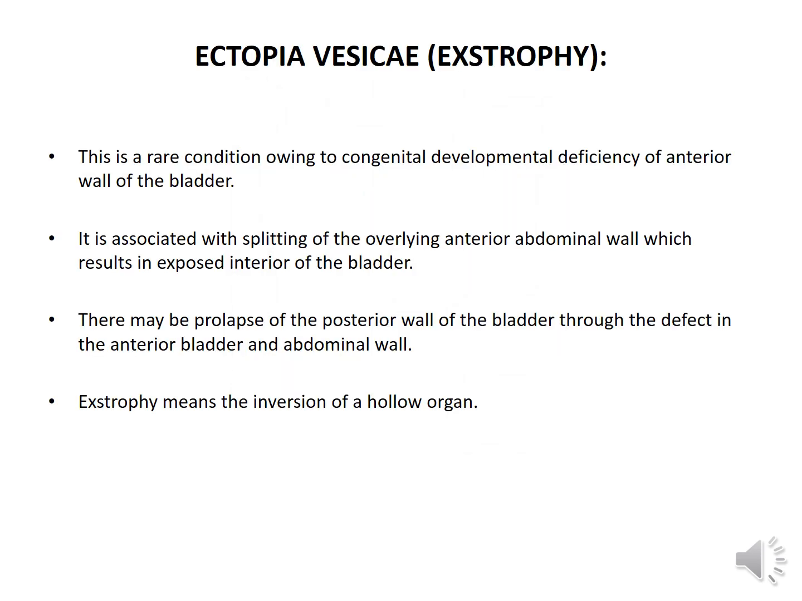So moving on to the next congenital anomaly, we have ectopia vesicae or exstrophy. This is a rare condition which occurs due to congenital developmental deficiency of the anterior wall of the bladder. It is associated with splitting of the overlying anterior abdominal wall, which results in an exposed interior of the bladder. There may be prolapse of the posterior wall of the bladder through the defect in the anterior abdominal wall and the defect in the anterior bladder itself. Exstrophy means inversion of a hollow organ.